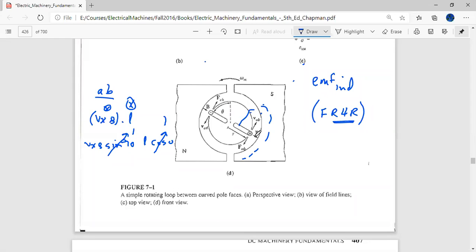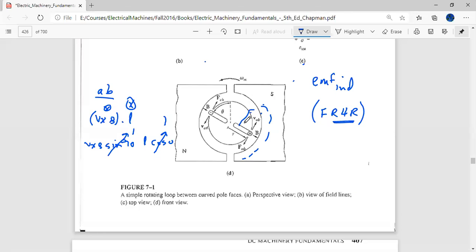And the reason is that the direction of motion becomes reversed. So from the perspective of this side, the velocity vector is upwards. But as soon as it crosses from the south pole into the north pole, the velocity vector becomes tangentially downwards.